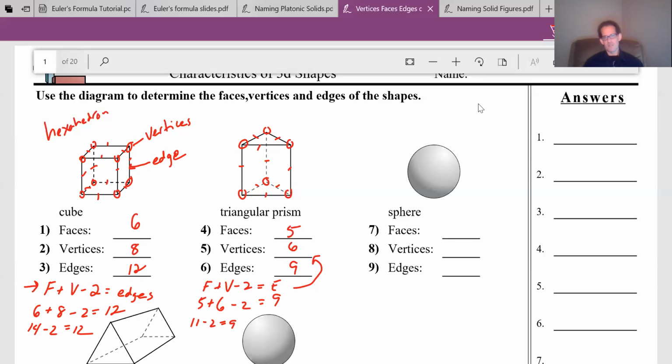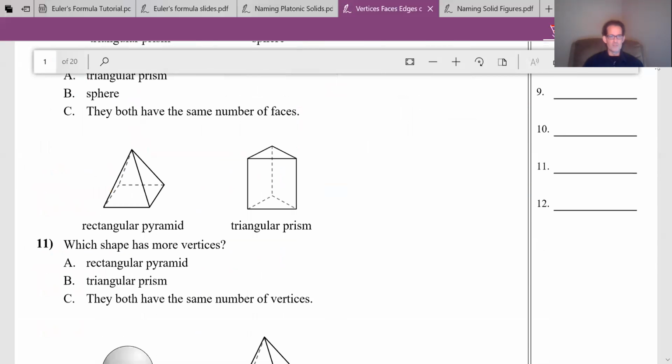Now let's look at a sphere. For a sphere, it does have one face. That's the lateral surface of the object. So we could say there's one face. But a sphere has 0 vertices. It has 0 edges. Okay? Let's look at a few more where I can use Euler's formula.